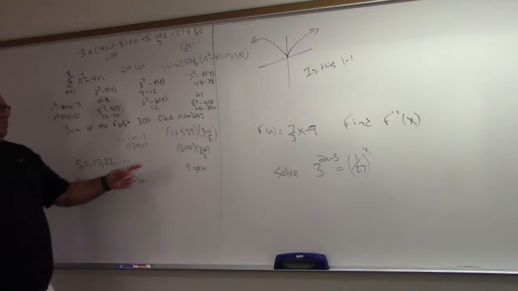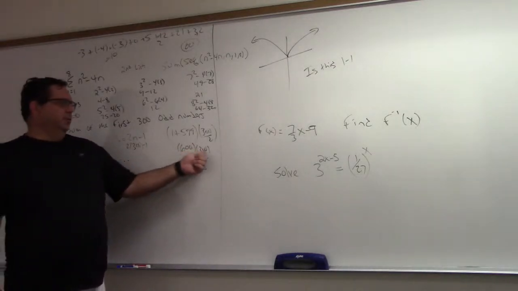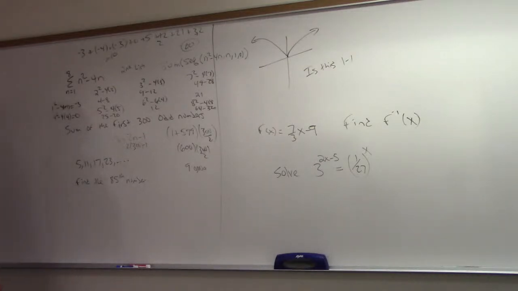I think 2 goes into 600 300 times. So essentially it's 300 times 300, which is 90,000. We good?